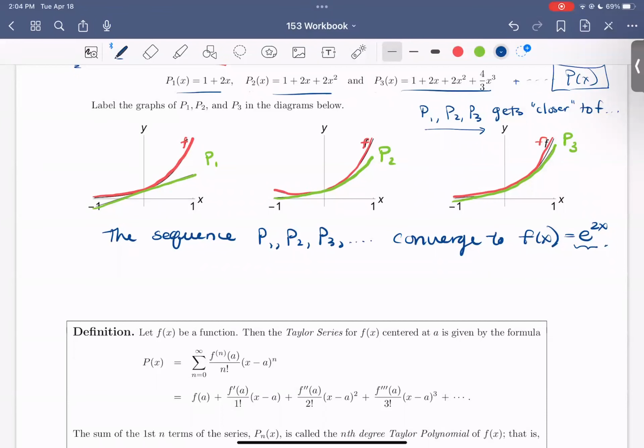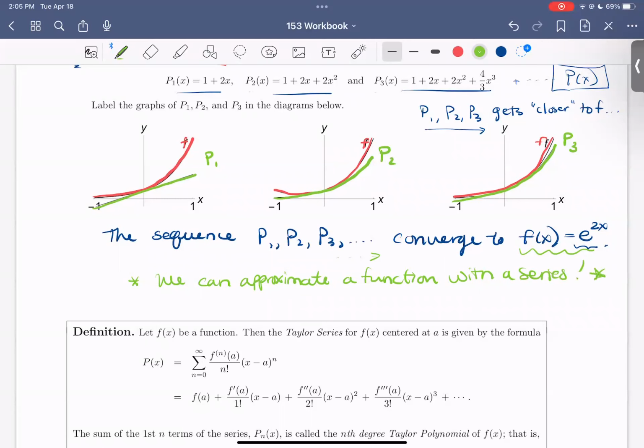But maybe what's super cool about this is that we can find a series that is equal to our function. And if we don't want to write the whole infinite series, we can approximate our functions by using one of these partial sums. I'm just going to say that we can approximate a function with a series.